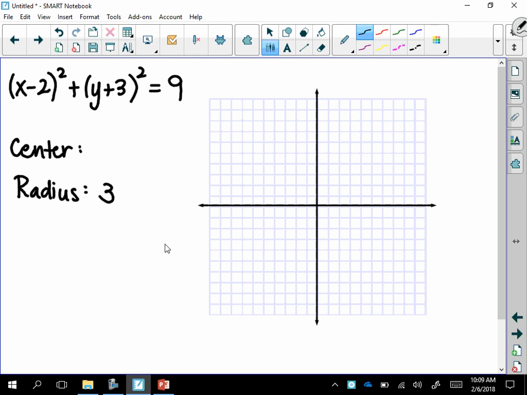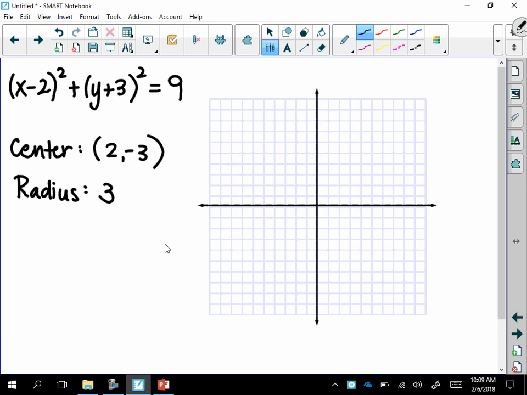Because we know that r squared is in the formula, so we've got to do the square root of 9. What would the center of the circle be? 2, negative 3, right? Remember, it's x minus h and y minus k. So x minus h means that h is 2. Y minus k means that k is negative 3.